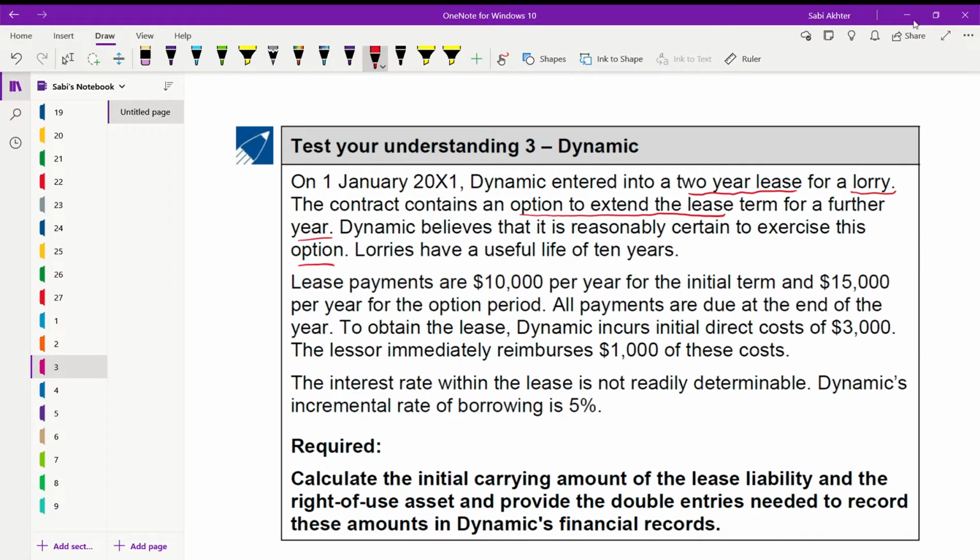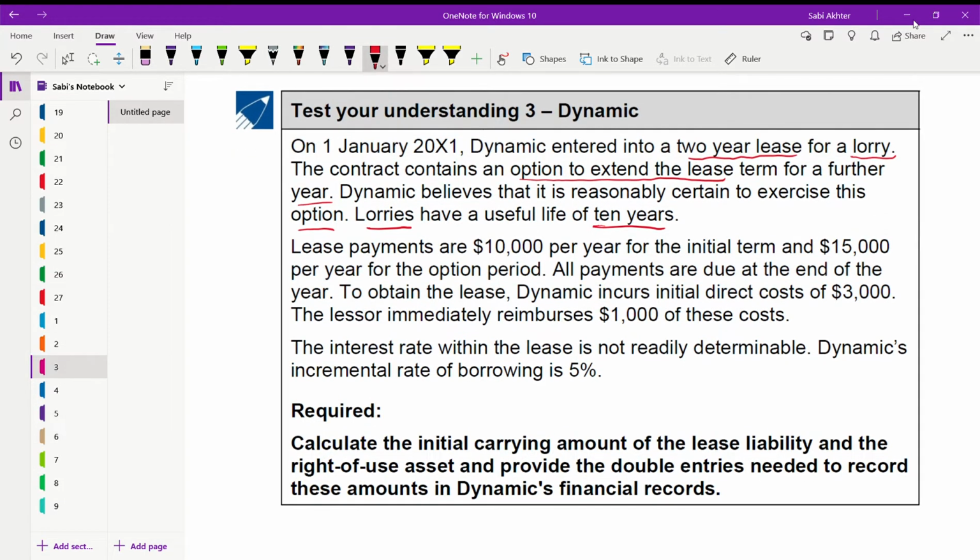The lorry has a useful life of 10 years, whereas the lease is only 2 years. Now, lease payments are 10,000 per year for the initial term and 15,000 per year for the option period. You see, for the option to extend the lease term, it's 15,000, and for the initial term 10,000 per year. All payments are due at the end of the year. To obtain the lease, Dynamic incurs direct costs of 3,000. The lessor immediately reimburses 1,000 of this cost.